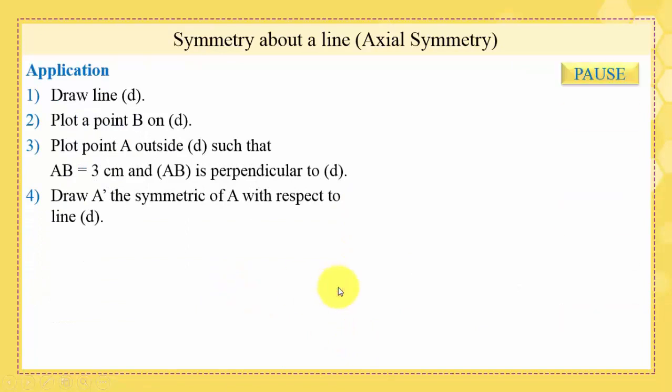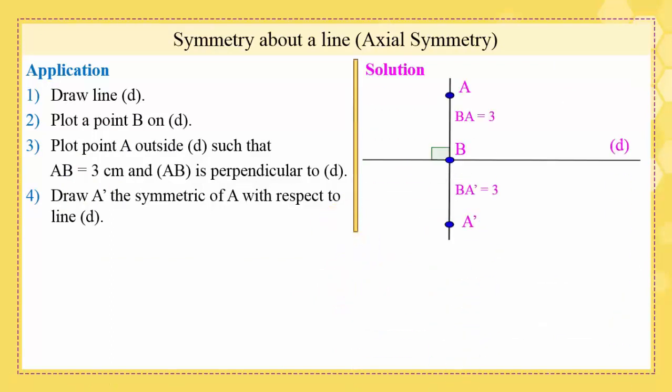Application. Please pause this video and try to solve the application. Solution. We draw a line D, this is line D, plot point B on D, this is point B, plot point A outside D such that BA equal 3 cm and line AB is perpendicular to D. This is line AB that is perpendicular to D.